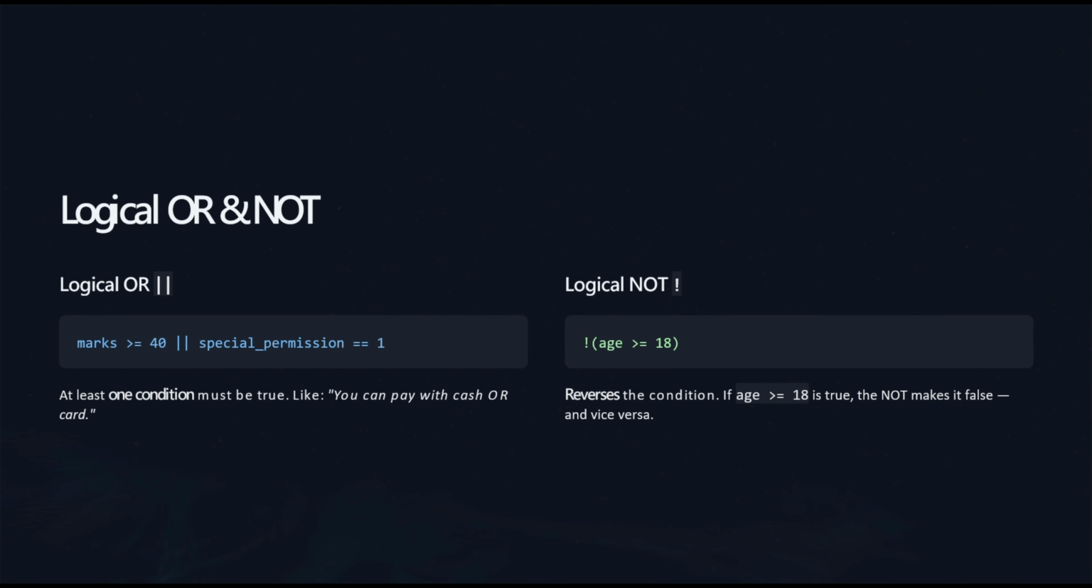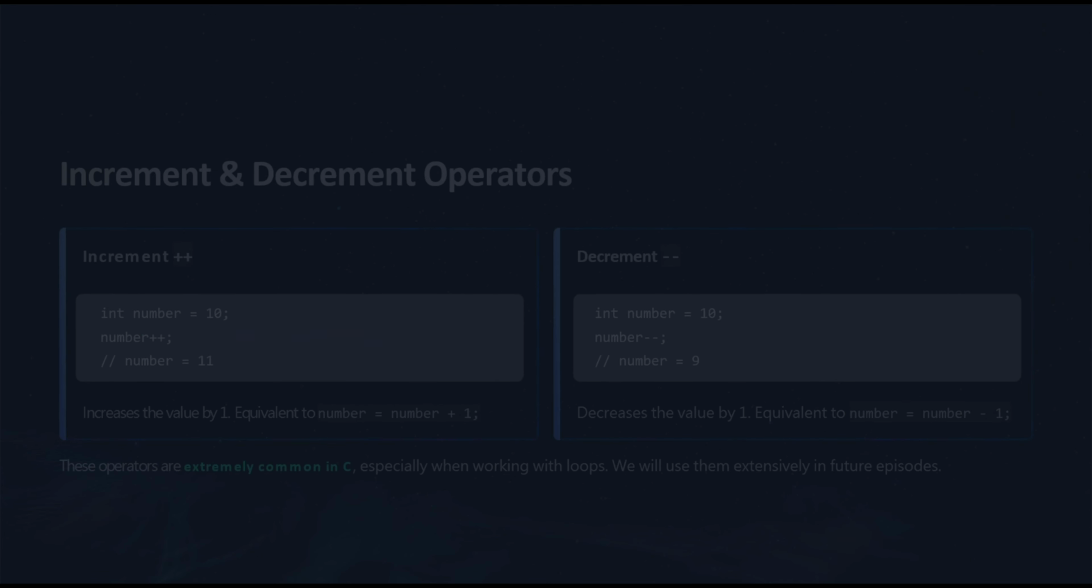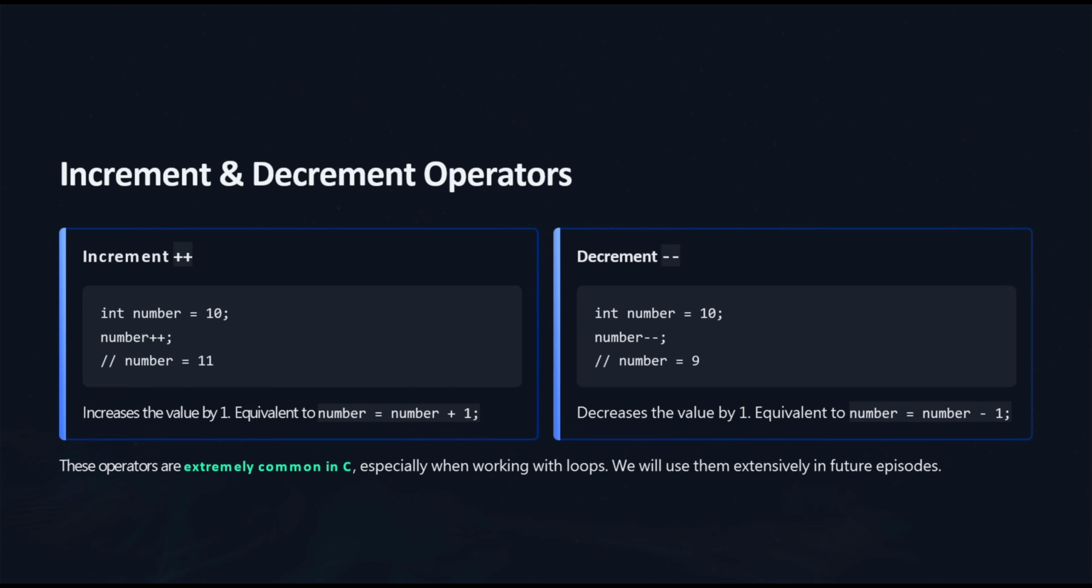Both are required. Logical OR: marks == 40 || special_permission == 1. At least one condition must be true. Like, you can pay with cash or card. Logical NOT: !(age >= 18) reverses the condition. If age >= 18 is true, the NOT makes it false, and vice versa.